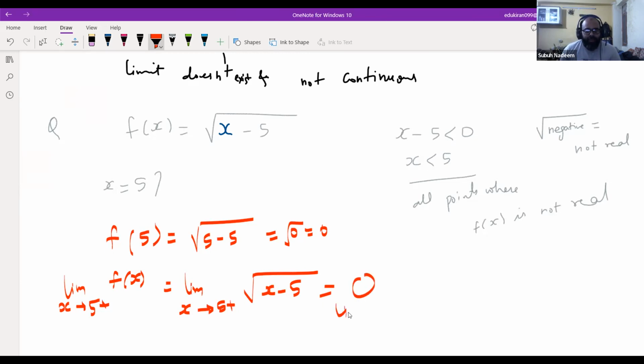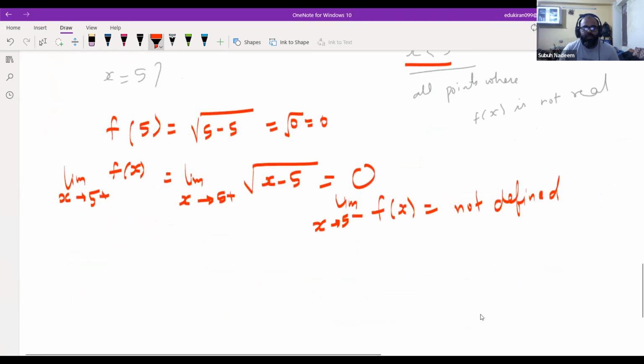Finally, the limit as x approaches 5 minus of f(x). Now this is not defined because this is less than 5, and we know that if x is less than 5, then at all such points f(x) is not defined. 5 minus means simply it can be 4.999999, very close to 5, but still it is less than 5. So it is not defined.